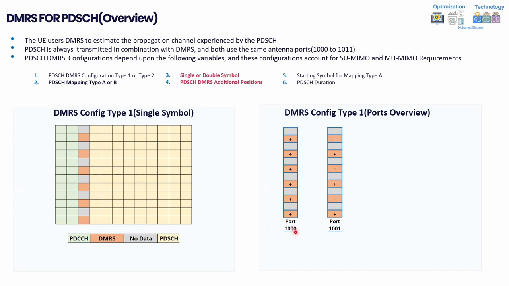And also we can assume, for example, you can have two users, each user using one port, port 1000 and port 1001, and both can use different ports, but with code division, or CDM, within the same resource element. Okay, this is the first part. And as a continuation, because this is very important, this is called CDM group 0.